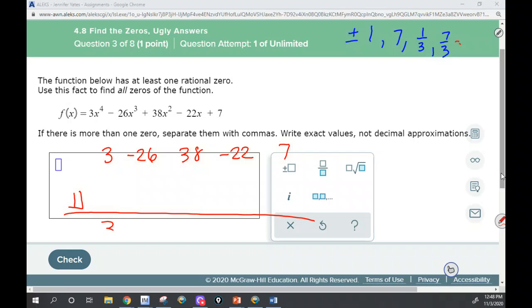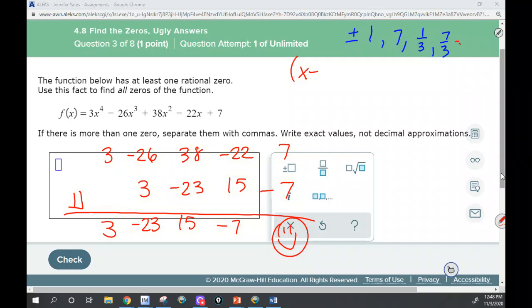All right. 3, -23, 15, -7. There's that 0 we're looking for. Okay. So we have x minus 1 times our depressed polynomial: 3x cubed minus 23x squared plus 15x, thank you, minus 7.